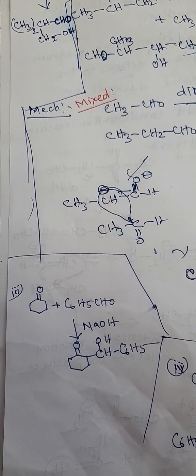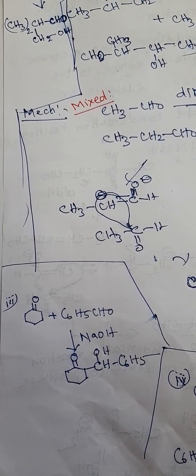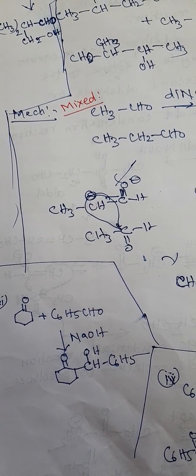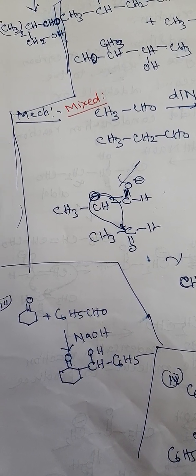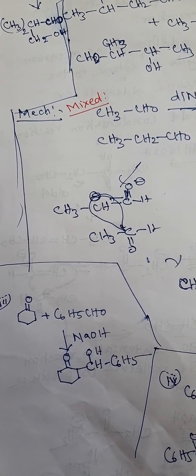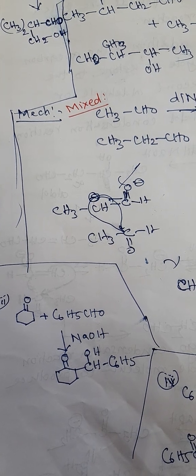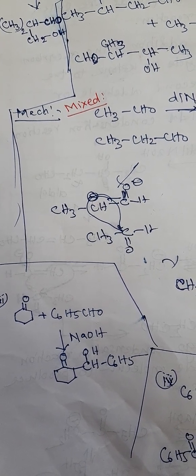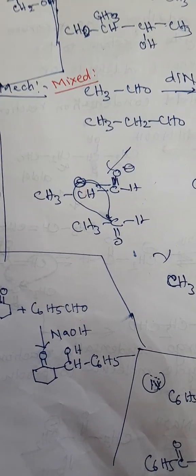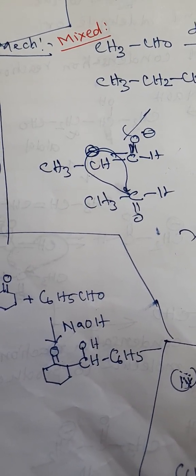For example, if you take cyclohexanone, which has enolizable hydrogen, and another molecule, benzaldehyde, which doesn't have any enolizable hydrogen. In this case, when you treat these two molecules with sodium hydroxide base, the ketone has enolizable hydrogen, so it is going to enolize, and this carbon is going to do a nucleophilic addition reaction on the benzaldehyde molecule and form this kind of product, the mixed aldol condensation product.